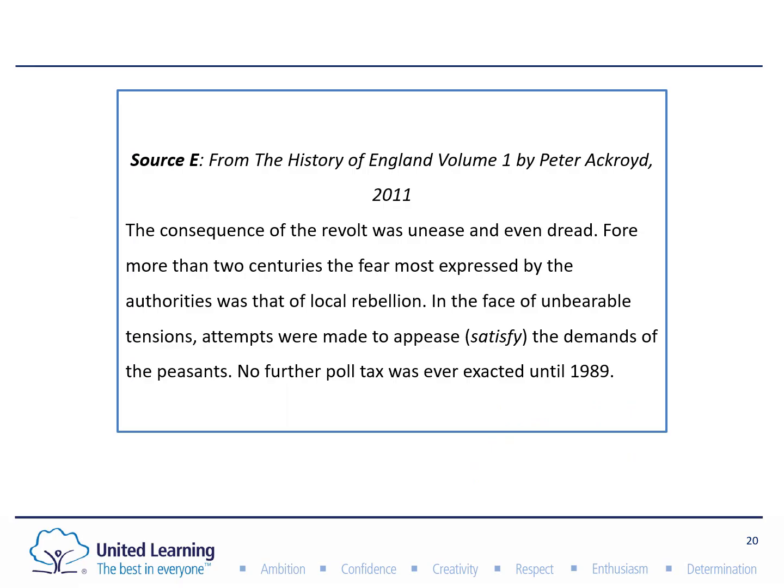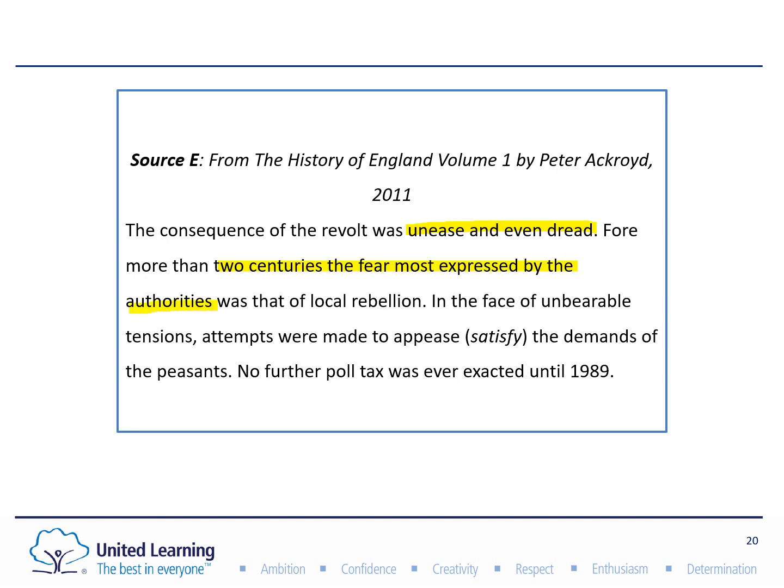We're now going to move on to source E. So source E is again from that same book as source D, the History of England, Volume 1, by Peter Arkwright, published in 2011. The consequence of the revolt was unease and even dread. Unease and dread are negative emotions. Dread is when you're scared something's going to happen. For more than 2 centuries, the fear most experienced by the authorities was that of local rebellion.